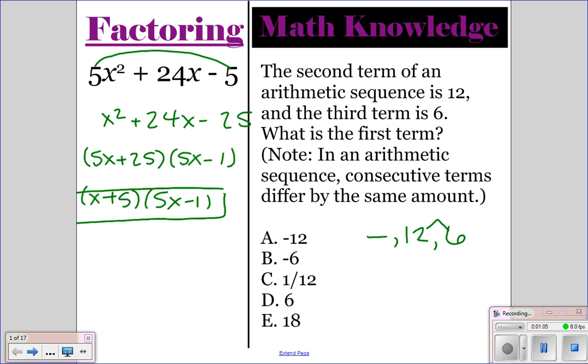So the difference between these two, we subtracted 6. So to go from this number here, we're going to subtract 6 and we get to 12. So if you add 6 to 12, you get 18. And so that would be the first term in your sequence.